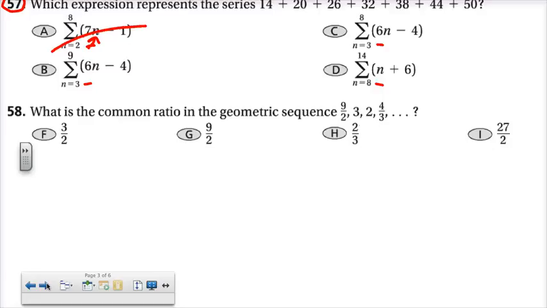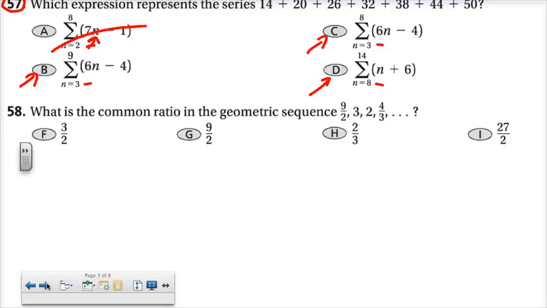Go over to B. Put a 3 in here. 6 times 3 is 18. 18 minus 4 is 14, so that's a possibility. Let's go to C. 6 times 3 is 18, and 18 minus 4 is 14. Well, then let's go to D. If I put an 8 up here, 8 plus 6 is 14. So those are possibles. Now, the last number that they give me, that upper limit, has to give me 50.